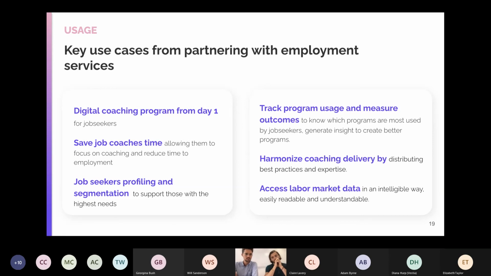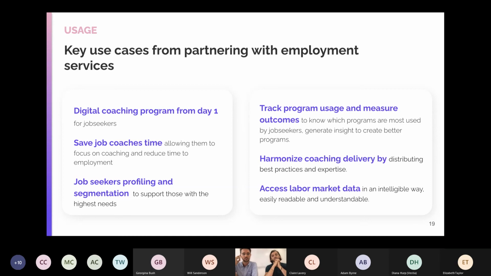Another interesting use case is to profile job seekers according to criteria like autonomy and distance to job recovery, to be able to provide a tailored journey to job seekers and not have a one-size-fits-all approach. And other aspects which are really more related to the job seeker. So I mentioned the possibility to track program usage through the platform, what works, what doesn't work, what is being used by job seekers in terms of all the programs that are put at their disposal, and measure outcomes.